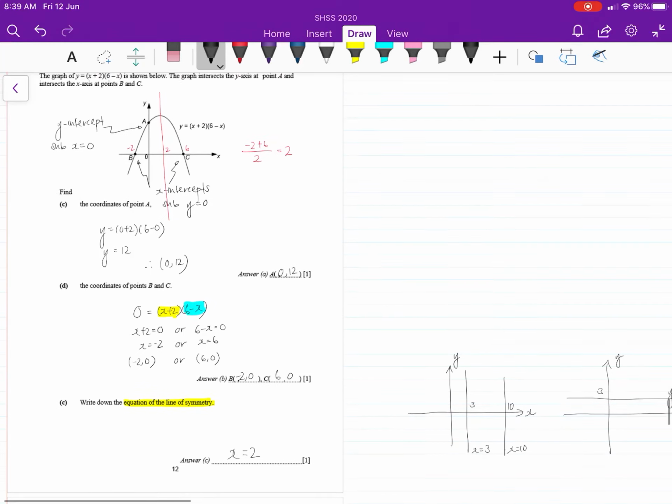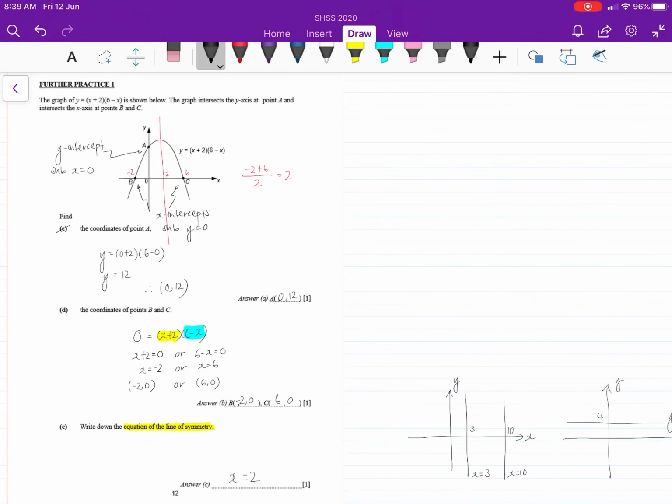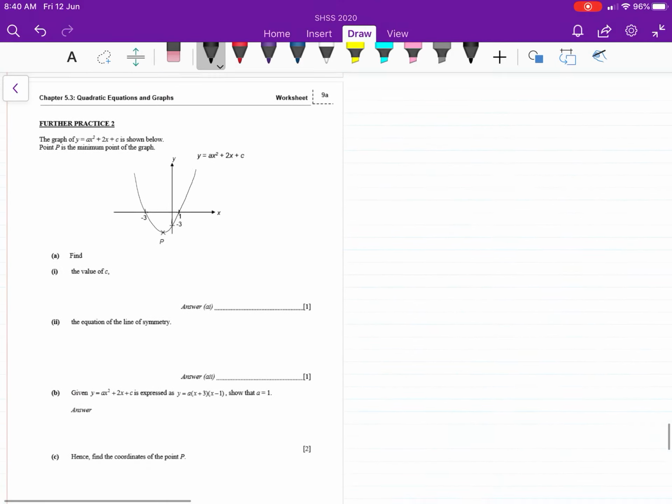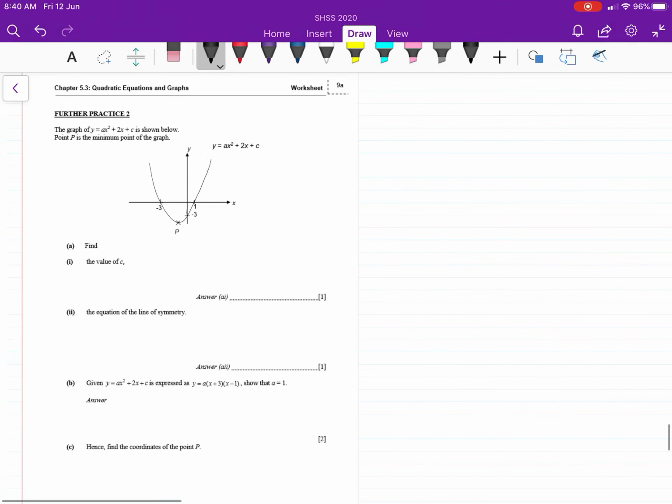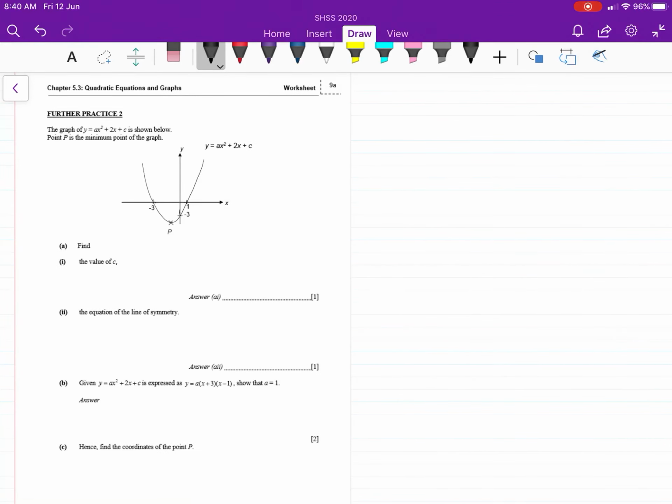Alright, so that's for the last part. This should be part A, this should be part B, and this should be part C. Let's take a look at further practice 2. Further practice 2 is a more difficult version of whatever we have just done.